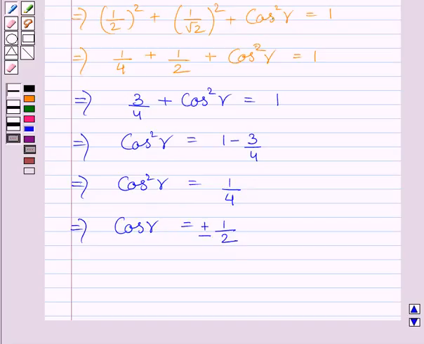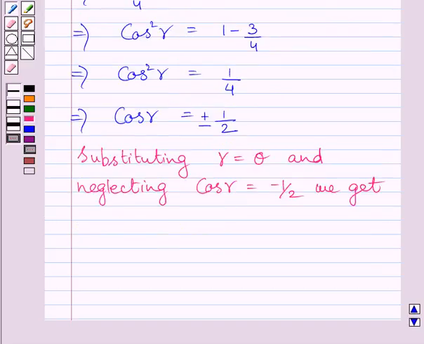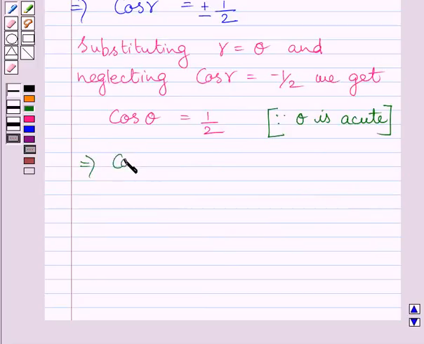Now we are given in the question that unit vector A makes an acute angle theta with unit vector K. So we will neglect negative value of cos gamma here and we will substitute theta for gamma and we get cos theta is equal to 1 upon 2. We are given theta is acute. So we will take cos theta is equal to 1 upon 2 and we will neglect negative value, that is minus 1 upon 2. Now we know cos 60 degrees is equal to 1 upon 2. Comparing these two equations, we get theta is equal to 60 degrees. Or we can say theta is equal to pi upon 3.